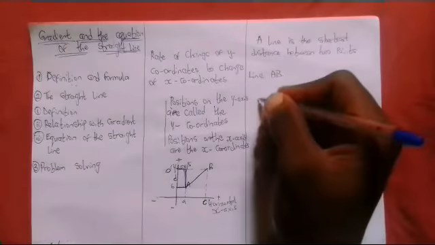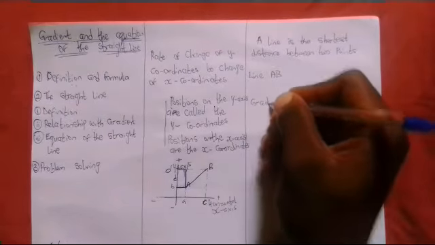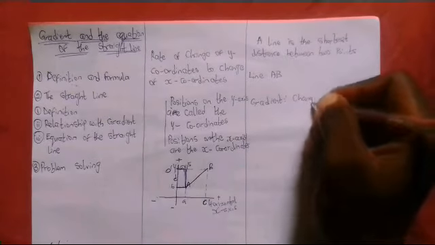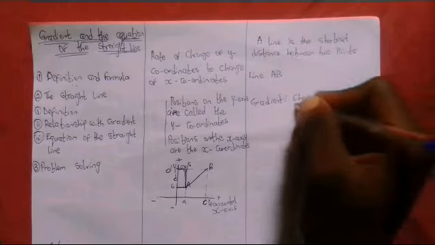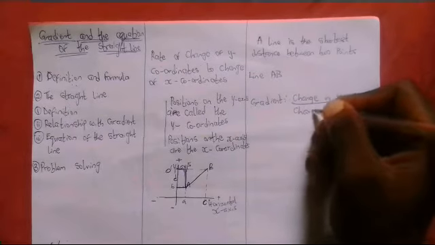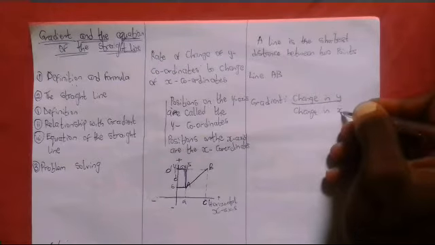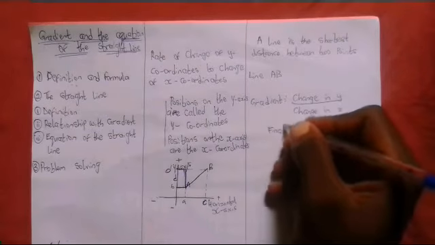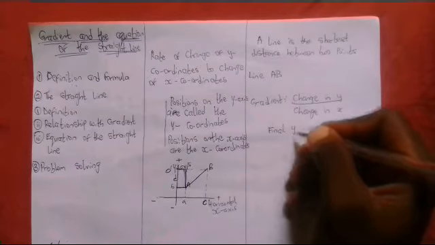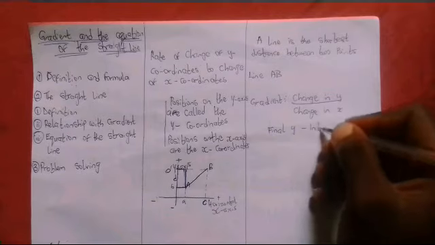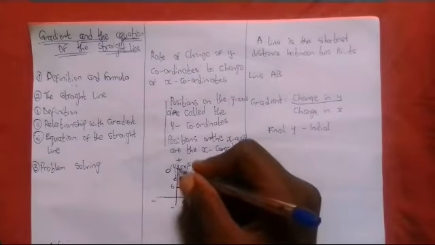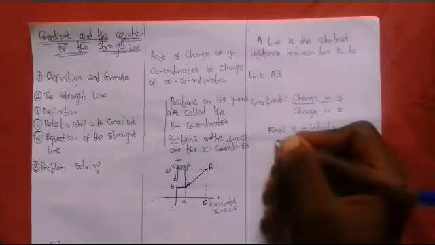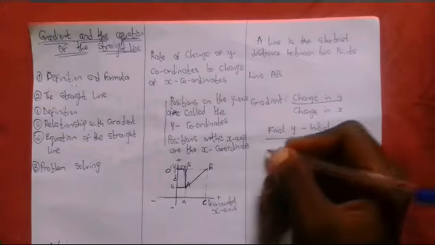So how do you get it? Gradients are, with this formula, change in y over change in x. So how do you get the change in y? The change in y is final value of y minus initial y. This is the final y here, d. This is the initial y here, b. So final y minus initial y, over change in x, which is the same.